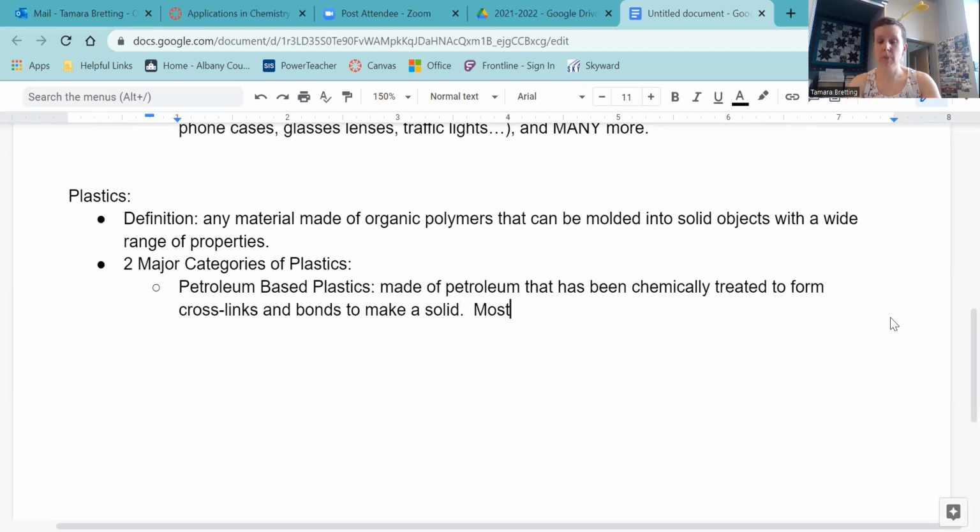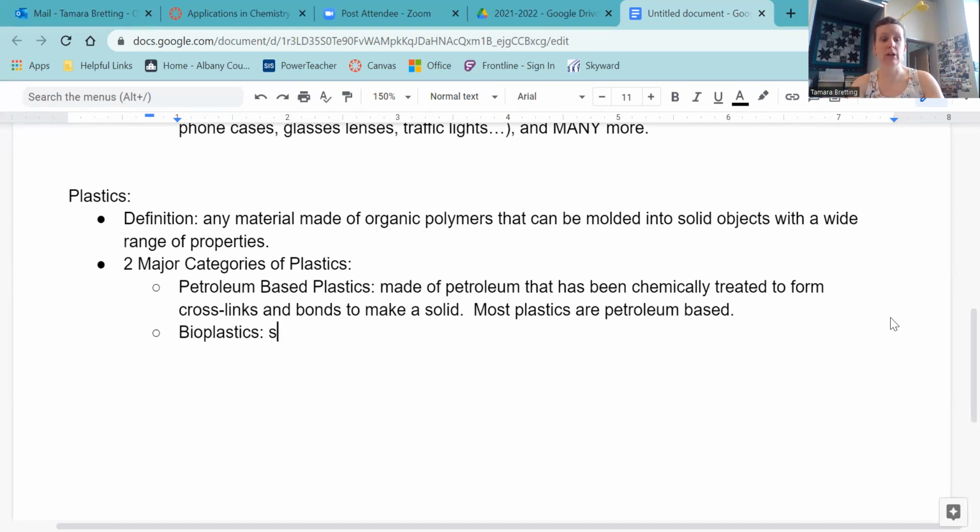Most plastics are petroleum-based. The vast majority of the plastics that we make right now are petroleum-based. Hopefully, before I'm done teaching, that will change and there will be more of our other category here. But our other category here is bioplastics. So hopefully, if you know petroleum-based plastics are made out of petroleum, you might be able to guess that bioplastics are made out of biological things, plants and animal products, okay?